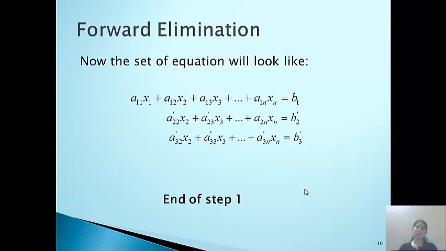So now the set of equations will look like this. In the first column we have made two zeros except the coefficient of x1, because from the first equation we have to calculate the value of x1, from the second equation we have to calculate the value of x2, and from the third equation we have to calculate the value of x3. Now this is the end of step 1.